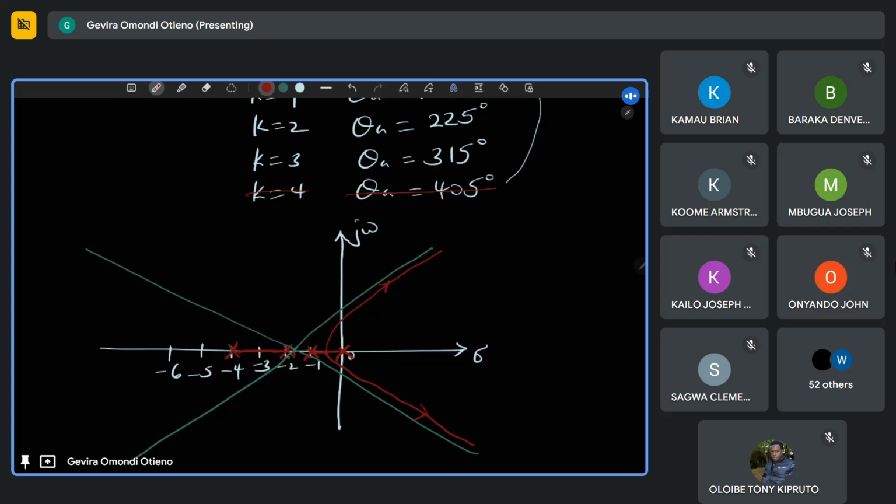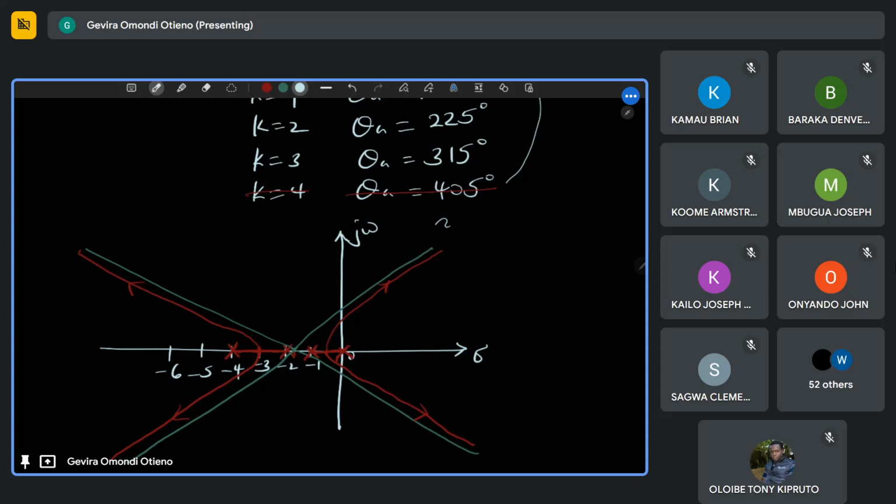Then these two other ones will also break away somewhere in between. Let us say they break away at -3, then this will have to go in that direction. Notice they don't touch the asymptotes. So in that way, whatever appears in red is what the root locus is. The green is simply the asymptotes.